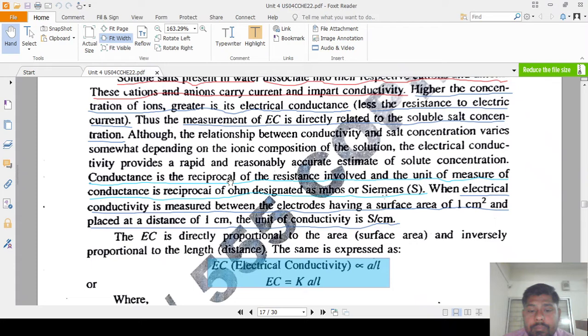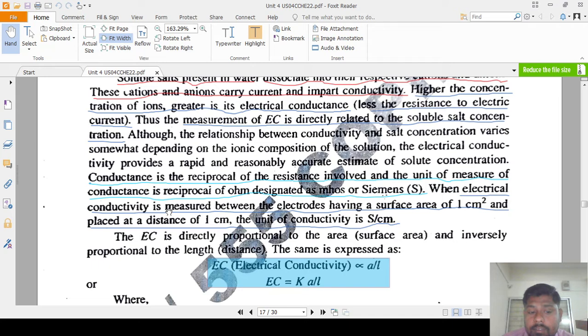Conductance is the reciprocal of the resistance involved, and the unit of measurement of the conductance is the reciprocal of the ohm. Okay, because the unit of resistance is ohm, 1 upon ohm is called mho, MHO. That is why the unit of conductance is the mho, designated as mho or Siemens.